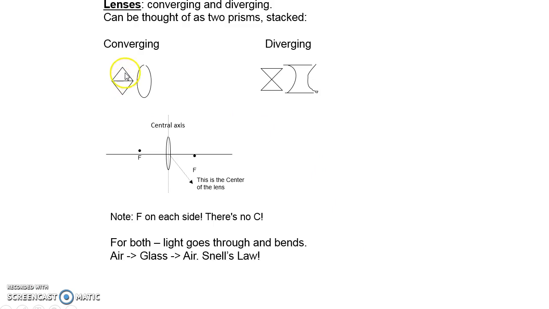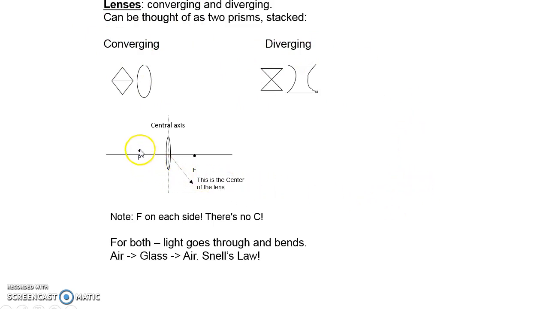You can actually think of them as two prisms stacked on top of each other like that. This is a converging lens, and they can be stacked this way, and this is a diverging lens. Some people will call this convex lens and concave lens. I try not to because I think it's confusing with mirrors. So again, we're going to talk about converging lenses and diverging lenses.